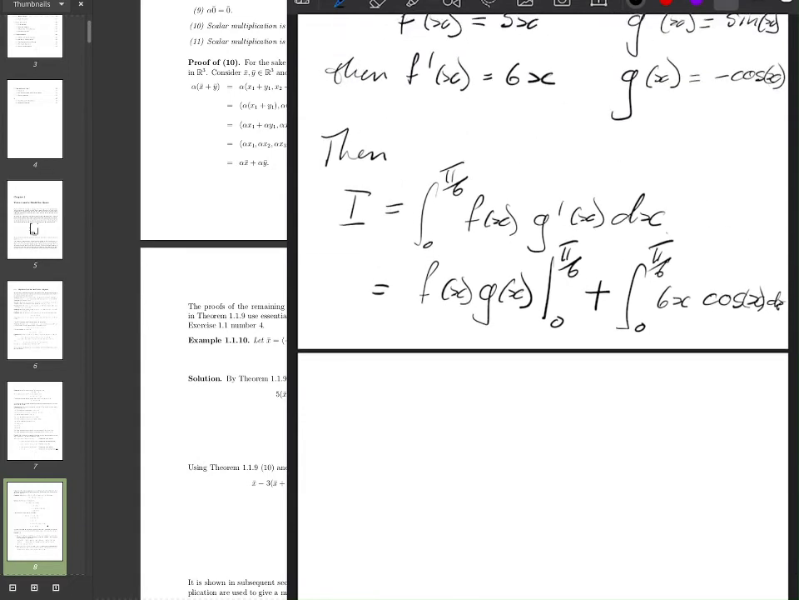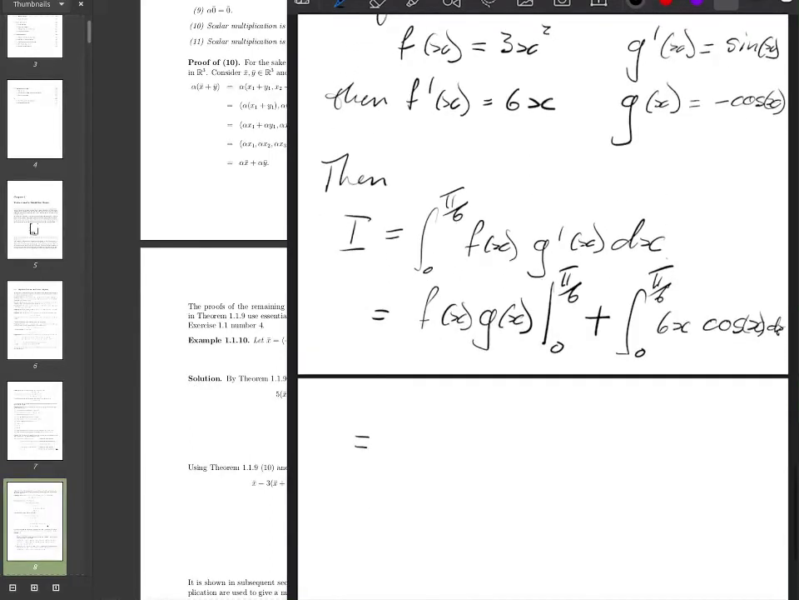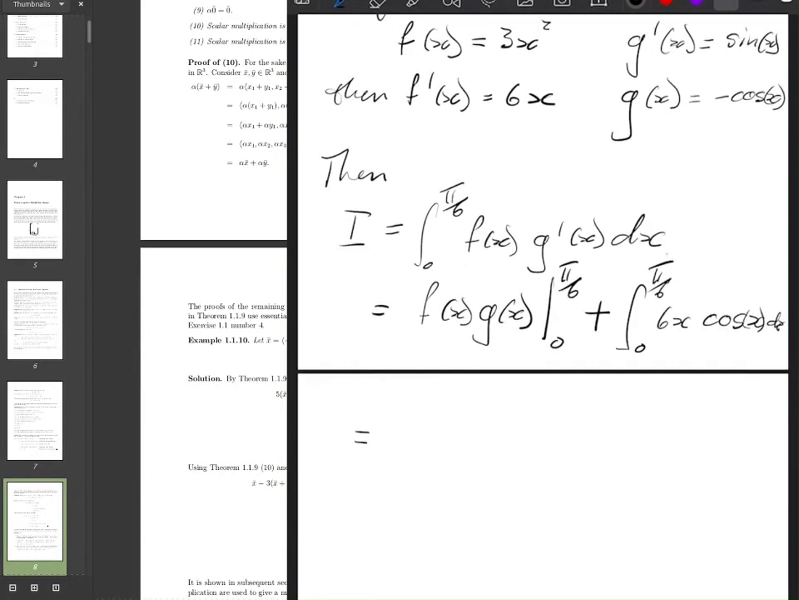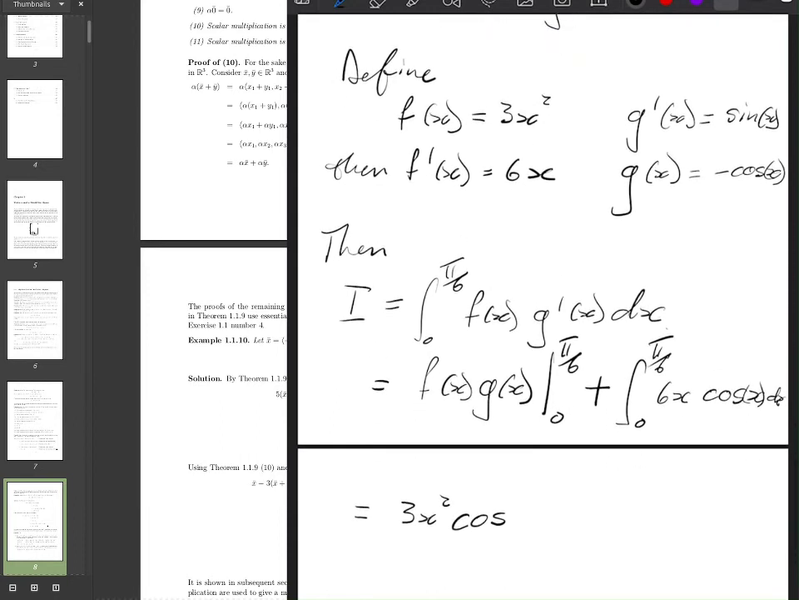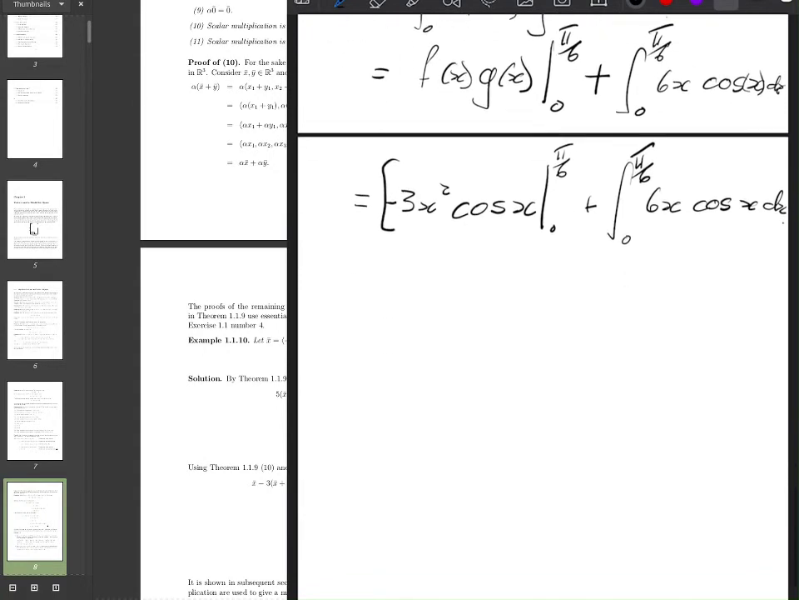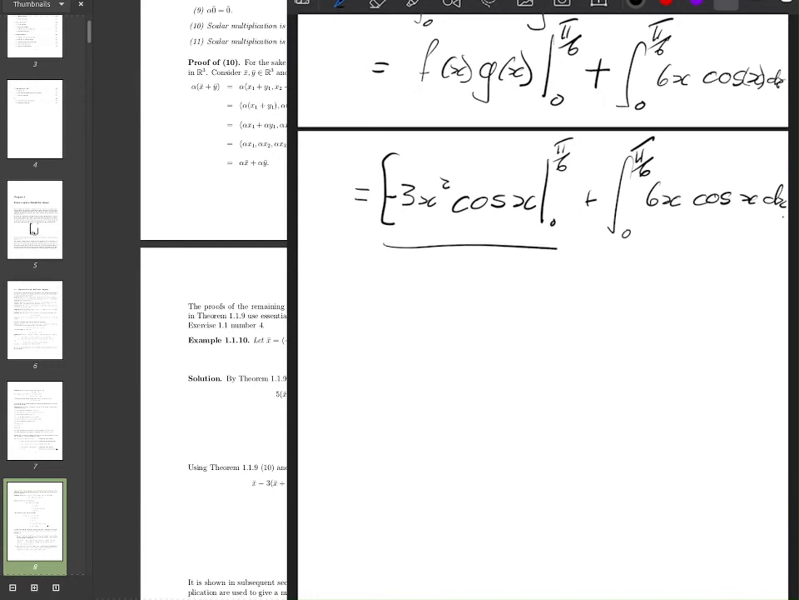So now let us substitute our f and g back in there. That becomes 3x squared minus cosine x, like so, from 0 to pi over 6, plus the integral from 0 to pi over 6 of 6x cosine x dx. Okay, so this term is fine. Here we've got a problem.